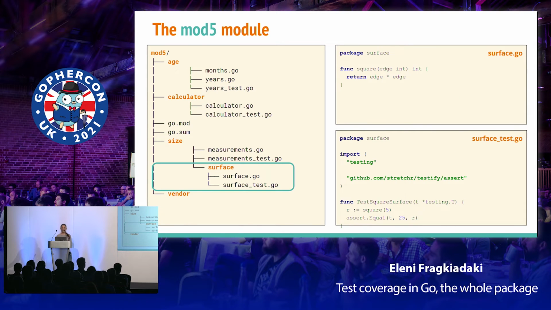Cool. Let's go even further. What happens if we have not just a module with packages, but each of the packages also has sub-packages? So module 5 gives you the size. Inside the size, we added the surface. The surface is very, very simple. Just one function calculates the square. We also have a test here that does a calculation: if I give you the number 5, I'm expecting to get back the number 25. What's going to happen now?